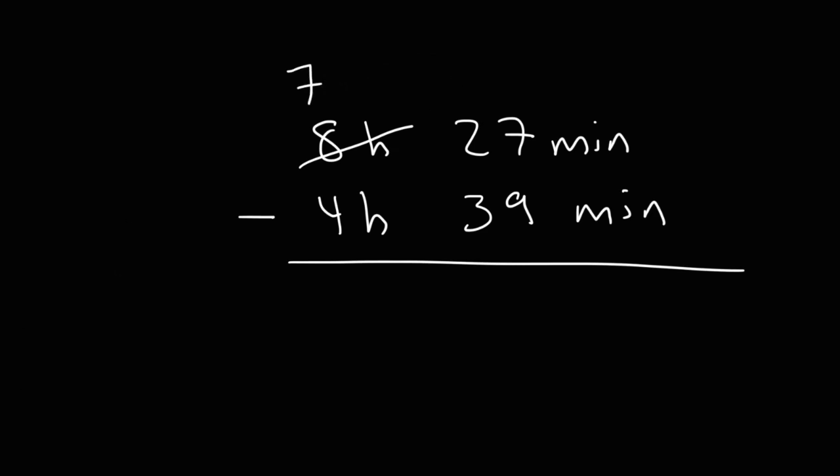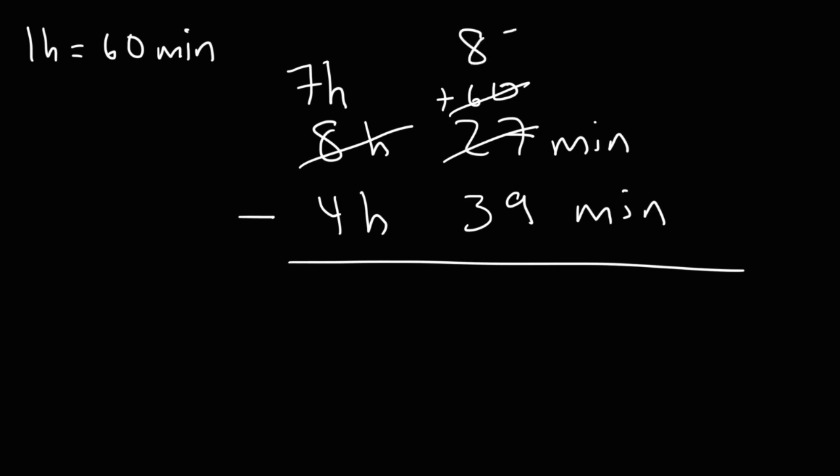Keep in mind, 1 hour is 60 minutes. So when we borrow an hour, we're going to increase this by 60. So adding 60 to 27 gives us a new number, which is 87. So now we need to subtract 87 by 39. So we can't really do 7 minus 9 because that too will give us a negative result. So we need to borrow a 1 from the 8, turning that into 7. And the 7 now becomes 17.